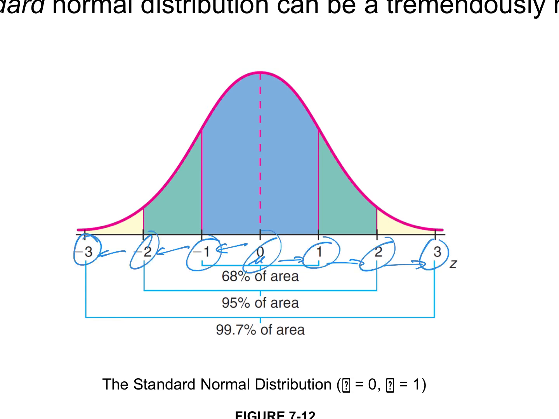The empirical rule still applies. There's still 68% of the data between 1 standard deviation above and below. 95% is between 2 standard deviations above and below. And 99.7 is the percent of data that's between 3 standard deviations above and below the mean, okay? So this is where we're going to get to standardize the raw value, okay?